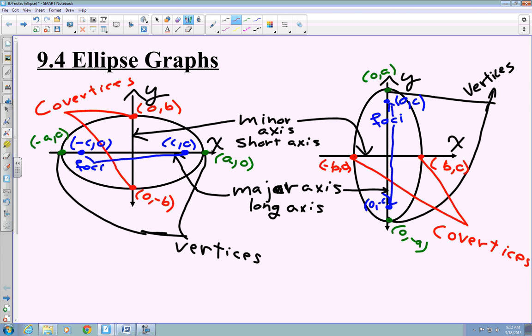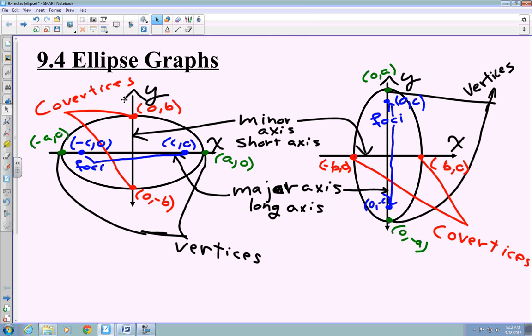Questions? What did you say the A was called? The A is for the vertices. And the C is for the foci. So C is for the foci, A is for the vertices, B is for the covertices. Okay? Major axis is the long one, the minor axis is the short one.